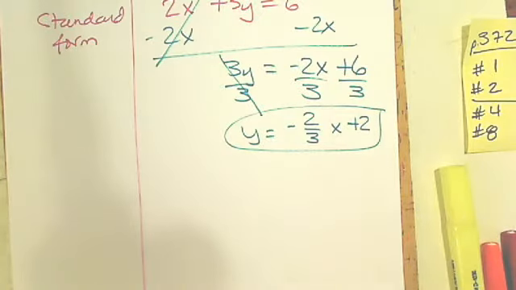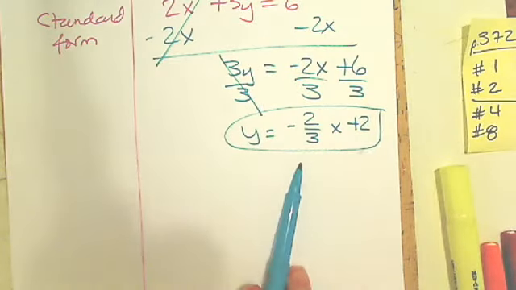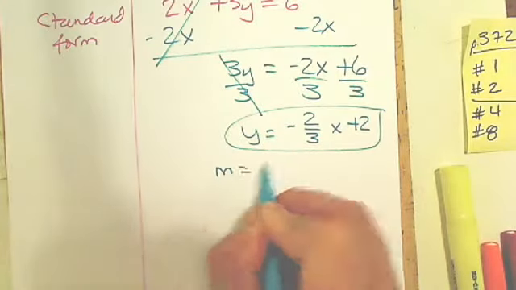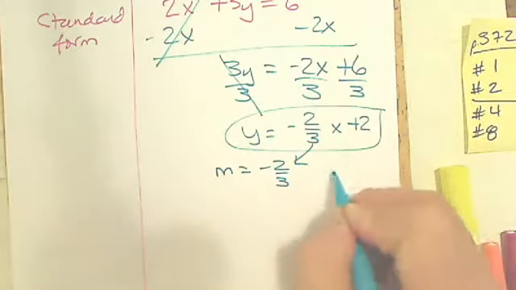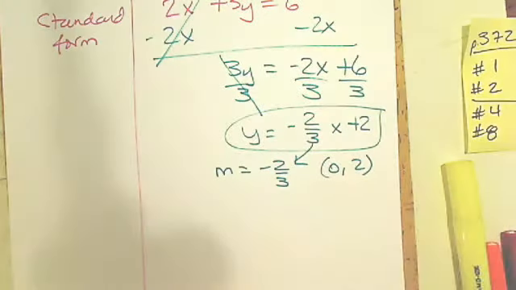Y equals 2x. Yeah, it is. It's pretty simple. We've been working on this for a while now. Okay. 2/3 x plus 2. Is this a negative or a positive slope? Yeah, what's my slope? Negative 2. Right, and then my 0, and then here, it's going to be 0, 2. That's my y-intercept.